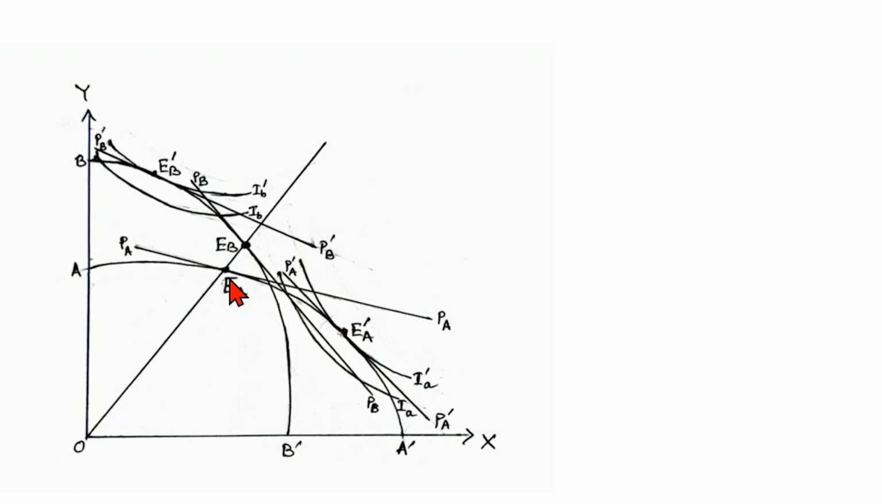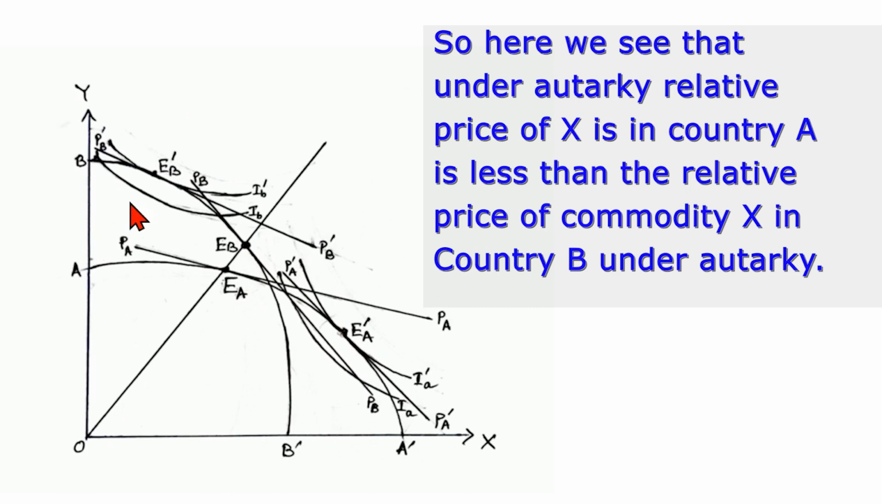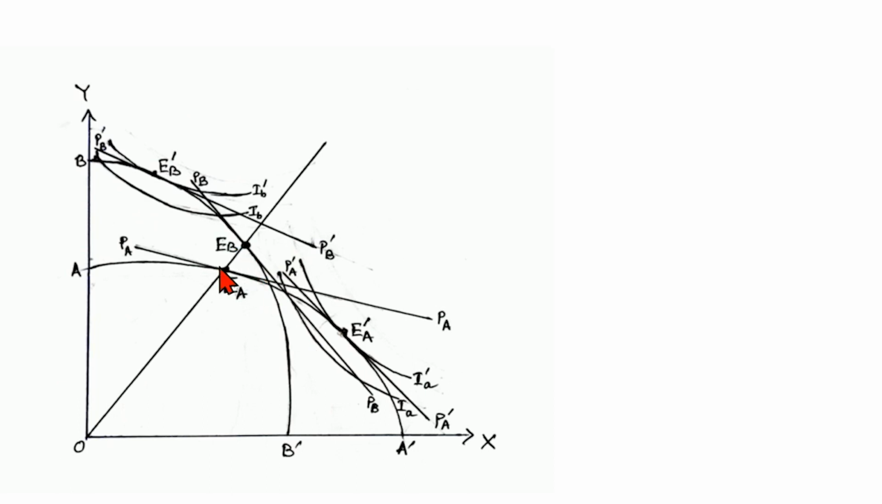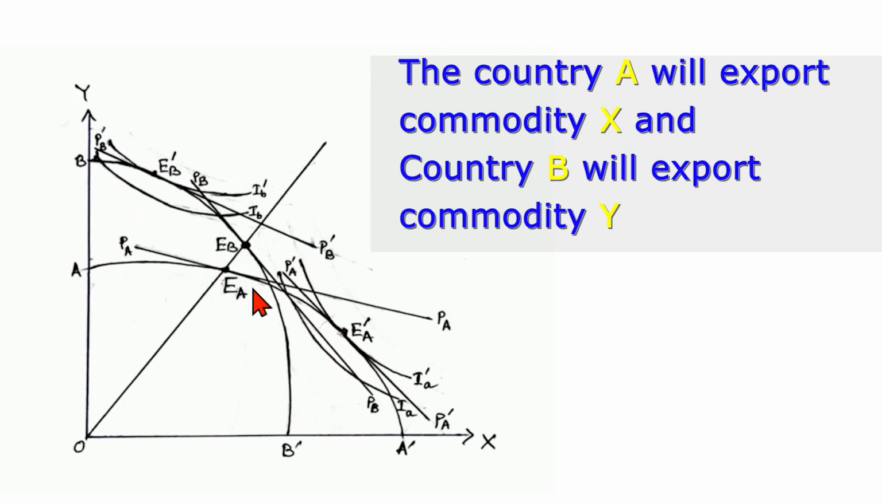Now if we consider the price line that passes through point EA, we see that this is flatter. This price line is PA PA, and the price line passing through point EB is PB PB, and that is relatively steeper. So here we see that under autarky, the relative price of X in country A is less than the relative price of commodity X in country B under autarky. So this may show that country A will export commodity X and country B will export commodity Y.